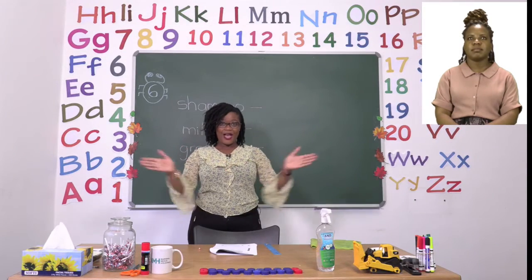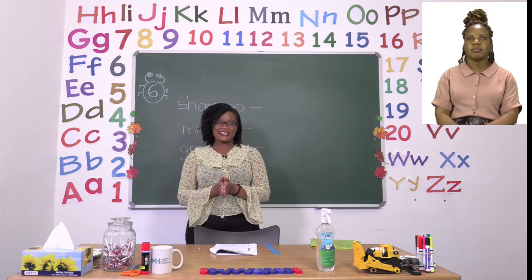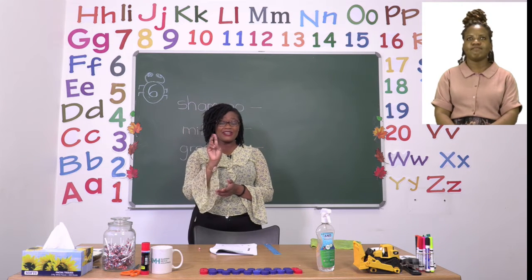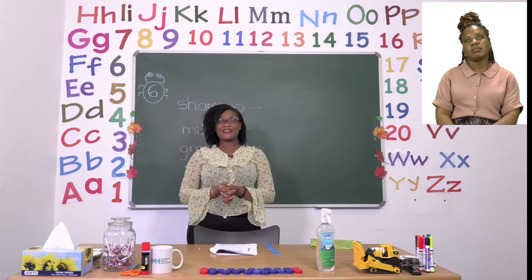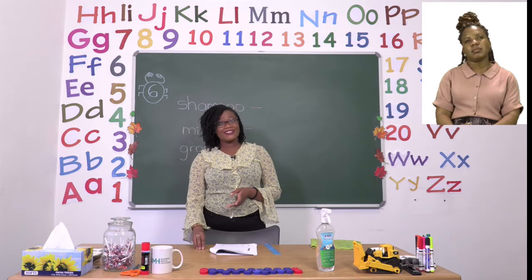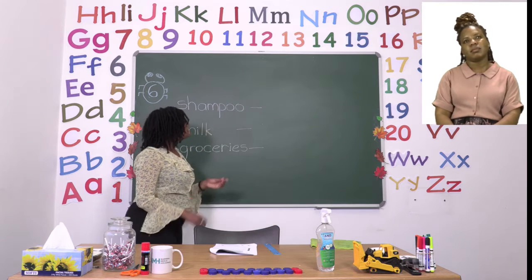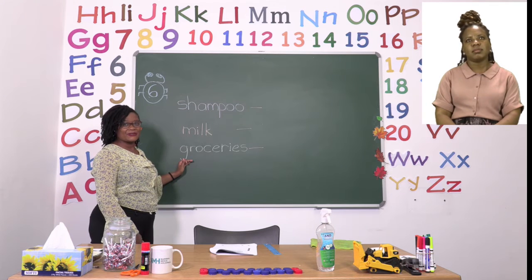Toothpaste. Toothpaste. Yes, it's correct. So that means it's 2 counts. Toothpaste. Very good. Now I'm going to help you with some of the words as well. So we have the words shampoo, milk, and groceries.